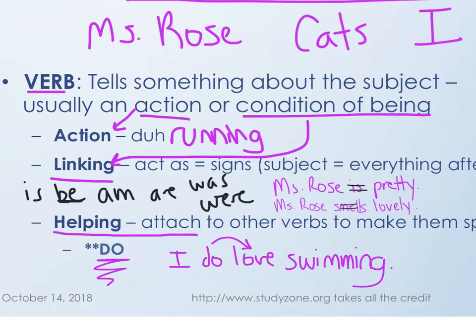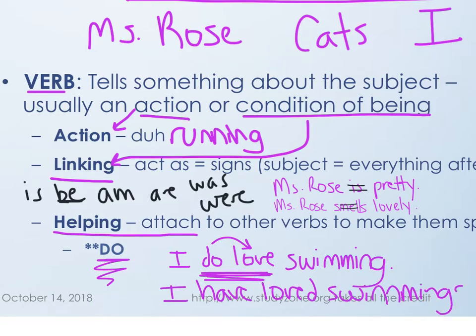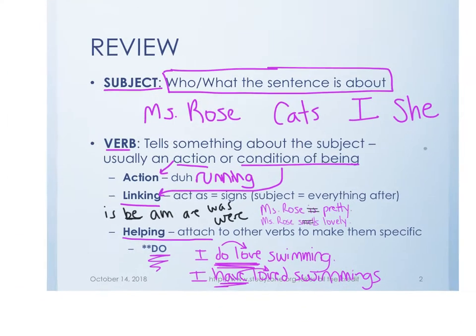Helping verbs appear in sets of two, right? So you'll have something that helps. I have loved swimming in the past. I have loved swimming, like I used to love. Used to love, right? That's another. Have loved. They help.